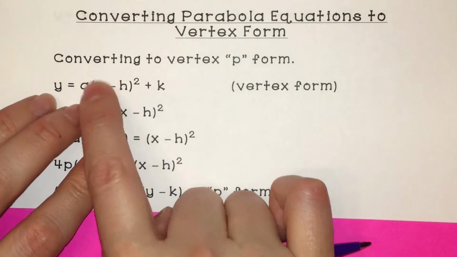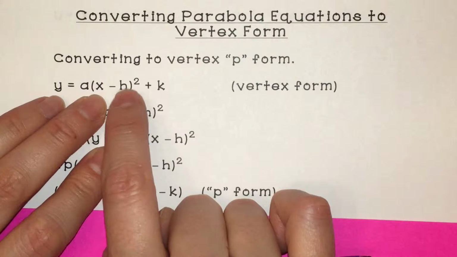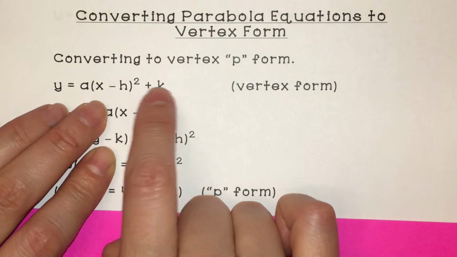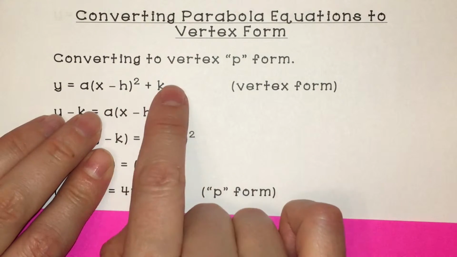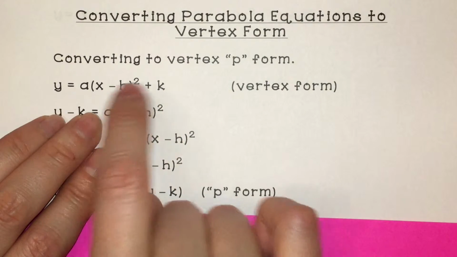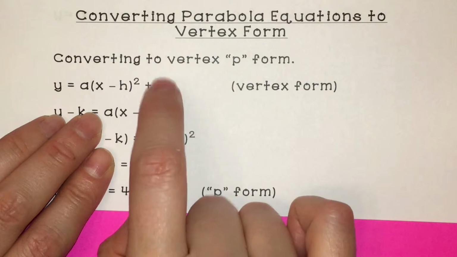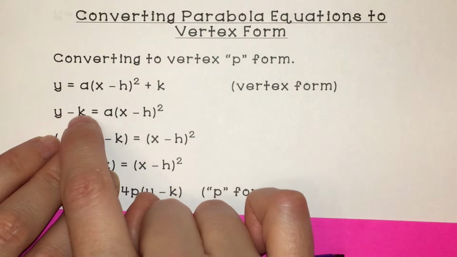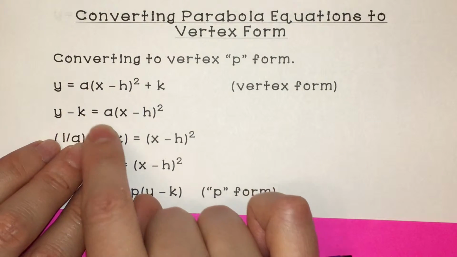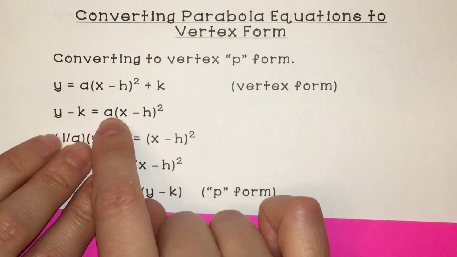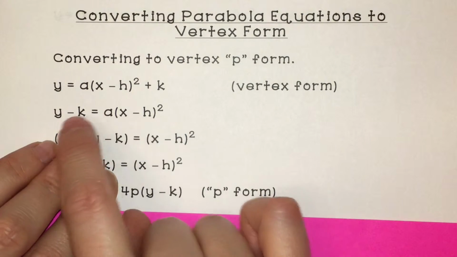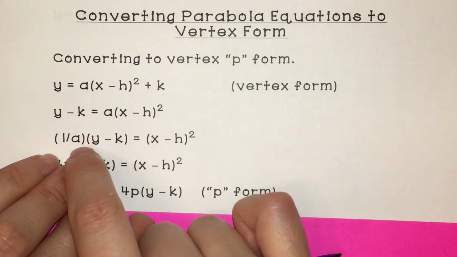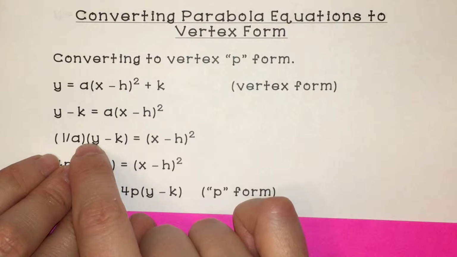Basically, you want to get the x minus some number squared on one side of the equal sign all by itself. So if it's in this form, we want to move our k number, the k constant, whatever's added on, to the other side by doing the opposite operation of subtracting k from both sides. Then we want to move a to the other side. We can divide both sides by a, which is the same thing as multiplying both sides by 1 over a.